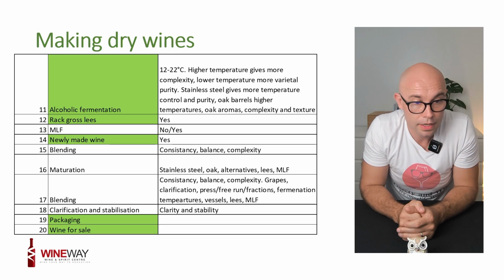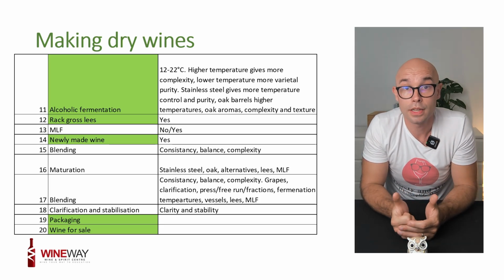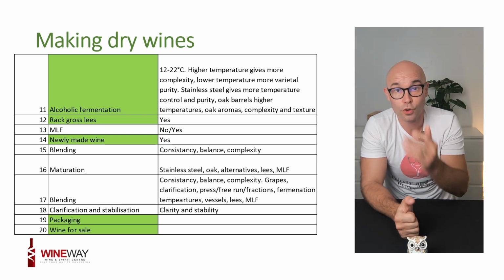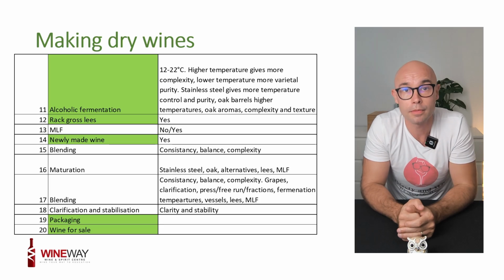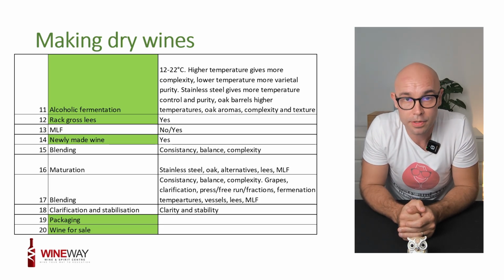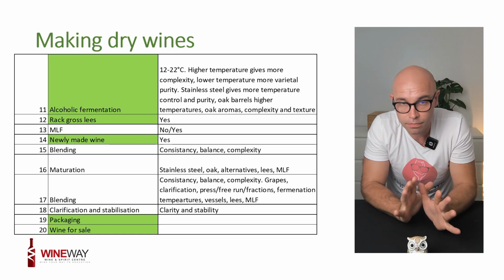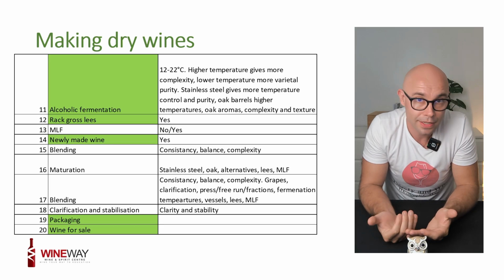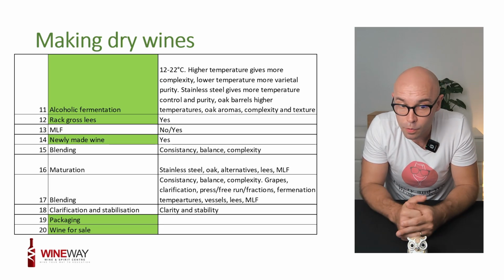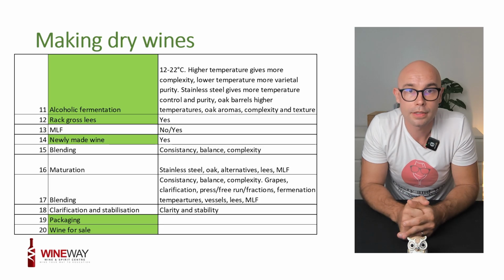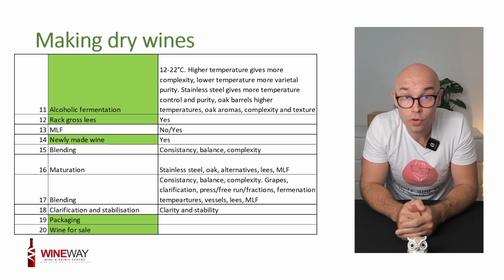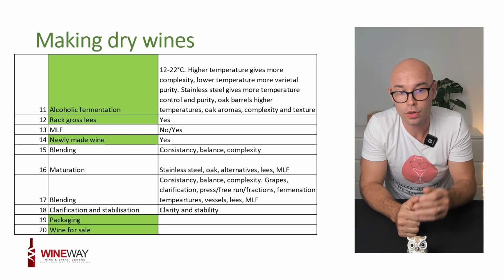Newly made wine, yes. Blending is always done for three reasons: either consistency, balance, or complexity. For consistency purposes, it's usually done for inexpensive wines to have a uniform, same wine every single time. Consistency is sometimes good for premium sparkling wines. For premium wines, blending is done for balance and complexity. And blending can be done before maturation and after maturation.